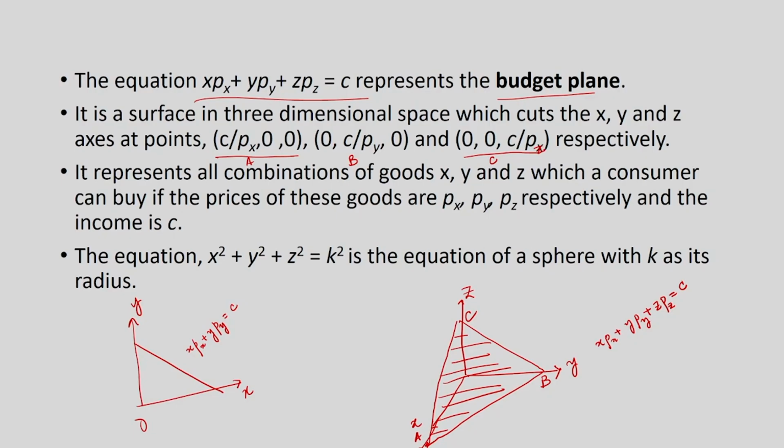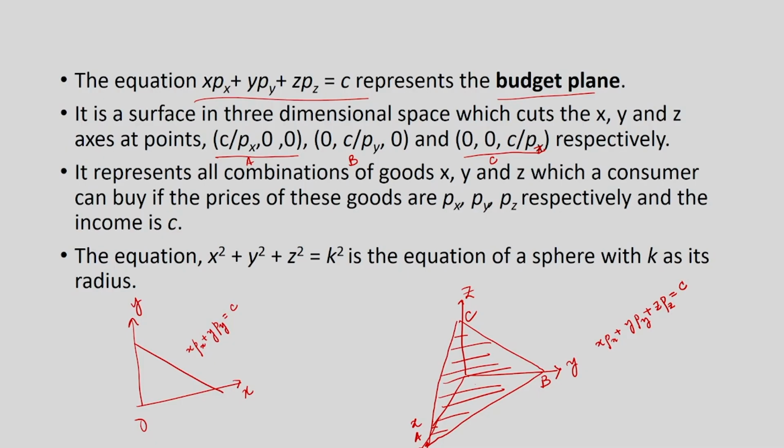And we know that this is obvious because, suppose you are talking about point A, here the person is not consuming any y and z, the entire money income is being spent on x only. So, how much x can he buy? He can buy C divided by Px. So, that is why the coordinate of point A is C divided by Px, 0, 0, likewise for the other 2 points. And these are the corner points, but if you look at the interior points, they have positive values of all the 3 goods. So, it represents all combinations of goods x, y and z which a consumer can buy if the prices of these goods are Px, Py, Pz respectively, and the income is C.